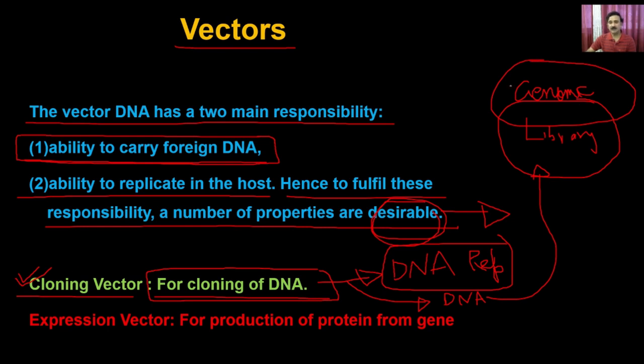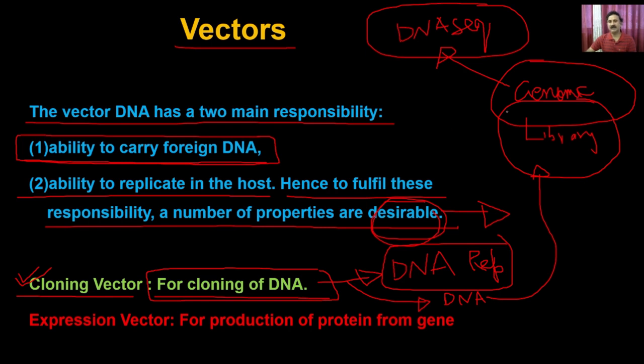And what is the purpose of this genomic library? You can use this genomic library if you want to do, for example, DNA sequencing. For example, people have prepared the genomic library of all the genes, or all the DNA present in the human genome, and that's how they were able to sequence the complete genome.